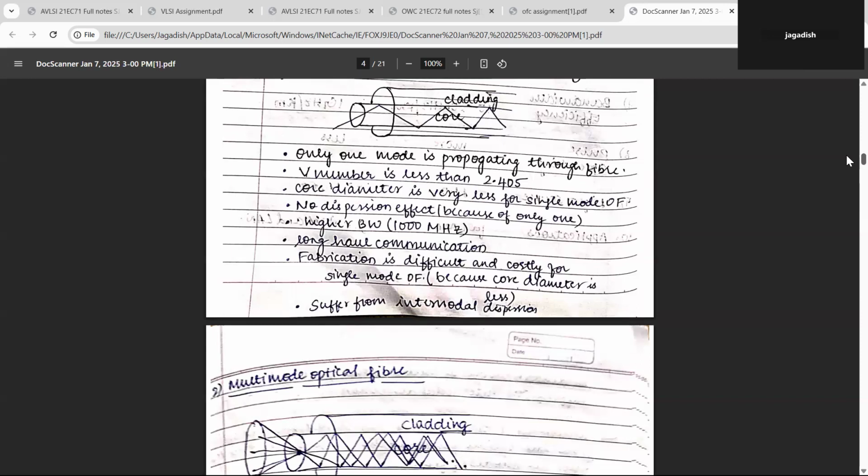Okay, you understood these points. If they ask for a difference, write a chart first. If they ask just to explain about single mode and multi-mode optical fibers, write with a diagram like this only.